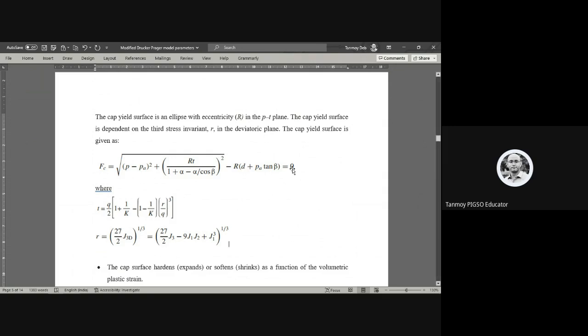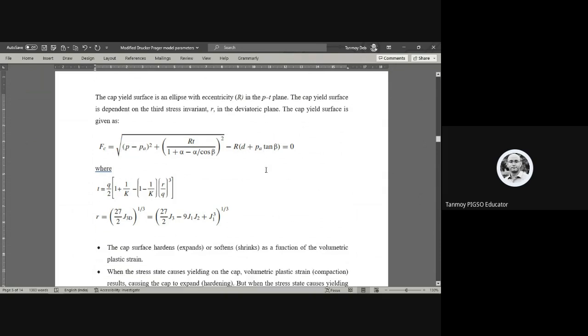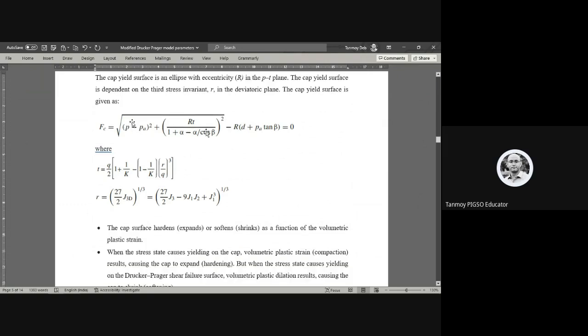It will be able to take care of this stress dependency. And this is the expression for the cap yield surface: Fc is equal to the square root of (P minus Pa) squared plus (R T) squared, this expression. So here we'll see one by one what the parameters are and how we can get them from laboratory tests.